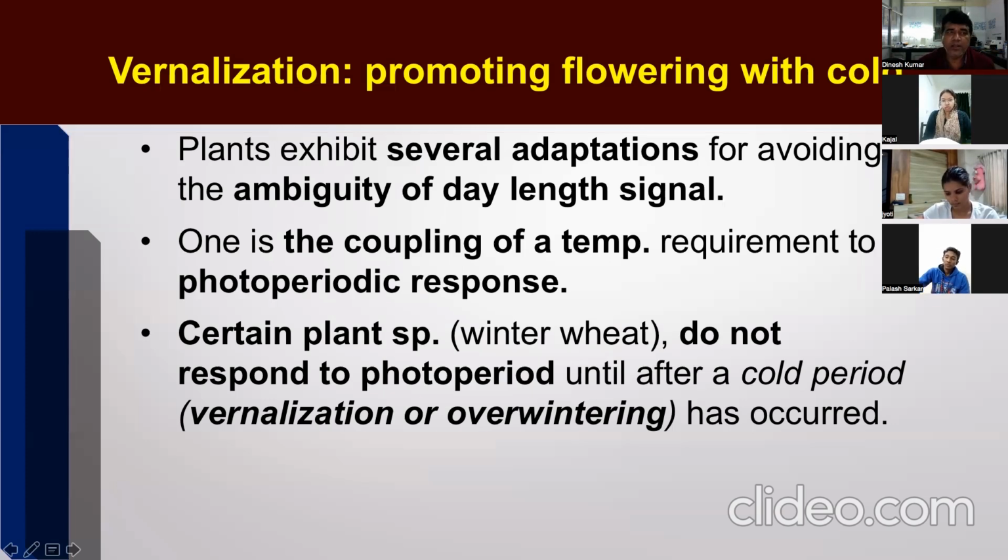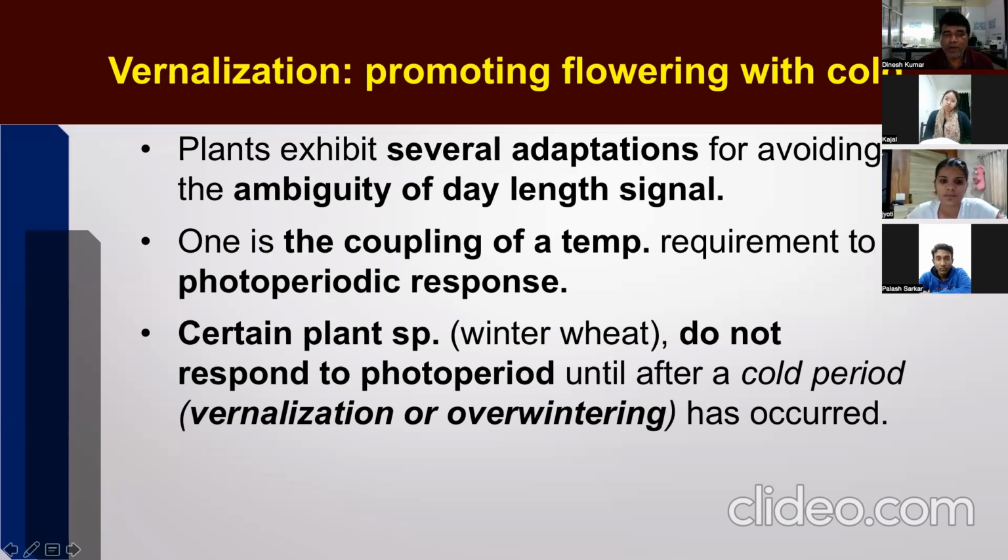So actually plants exhibit several adaptations for avoiding the ambiguity of day length signal. One is the coupling of a temperature requirement to a photoperiodic response. So temperature can be coupled with the photoperiodic response. Certain plant species like winter wheat do not respond to photoperiod until after a cold period has occurred.